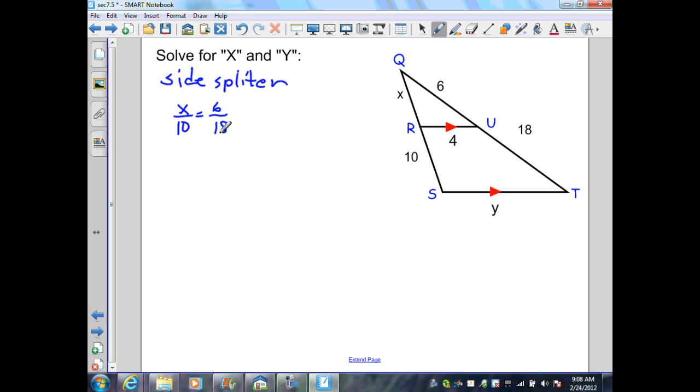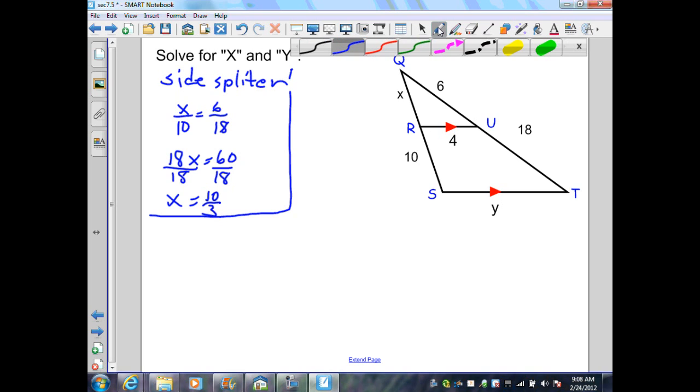Therefore, when I use the cross product, I'm going to get 18x is equal to 60. Divide by 18 on both sides, and I'm going to get x equal to 10 thirds. I cannot use this ratio to find the value of y in this problem compared to 4. I need to find a scale factor.